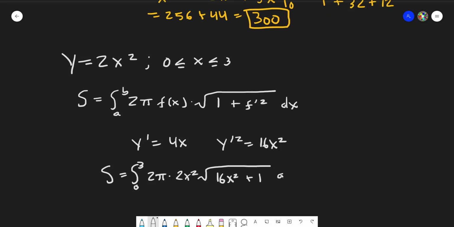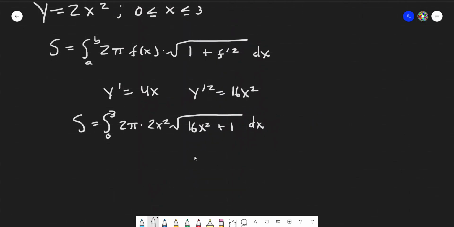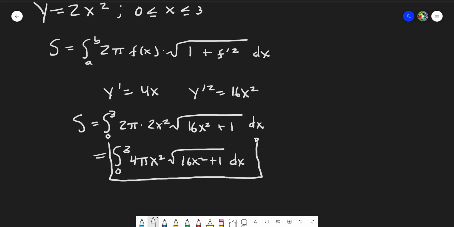Now, of course, if you were to simplify that, let's say you change this into the integral from 0 to 3 of 4 pi x squared times the square root of 16x squared plus 1 dx. Well, now it becomes a question of how you are going to find this integral, and note that it's really just looking for a numerical approximation in reality. So it's going to be pretty challenging to find the antiderivative.